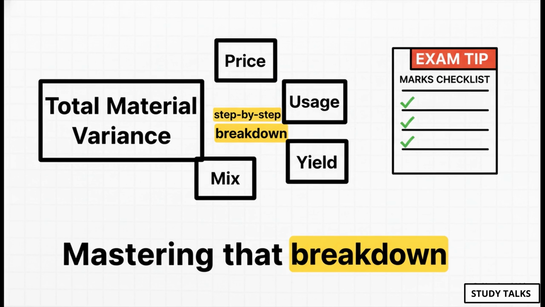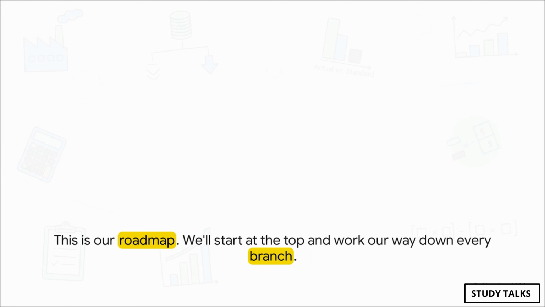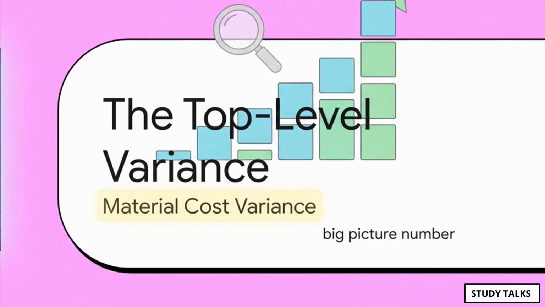Think of this chart as our roadmap for today. It's the entire world of material variances laid out. We're going to start right at the top, and then we're going to systematically work our way down every single branch, every little pathway. By the end of this, you'll know this map like the back of your hand. So, first stop on our map, the very top of the tree, the material cost variance, or as we'll call it, MCV. This is the big picture number, the grand total. It's where it all begins.